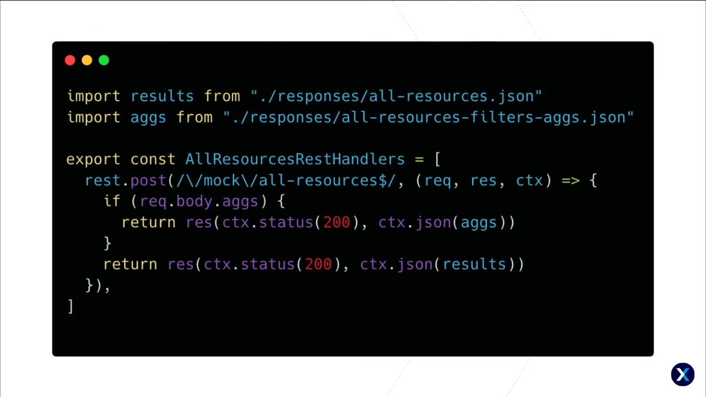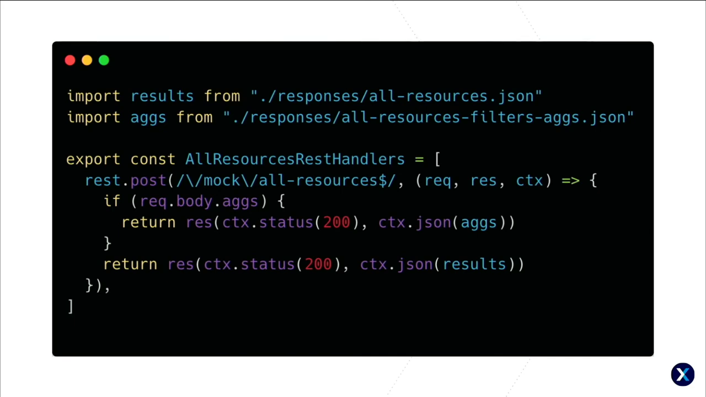Cool, and then the Mock Service Worker. This is where we set up the MSW. In this example, we're intercepting POST requests to /mock/all resources. It is a regex, so it's a little bit hard to read, but that was why we set up that mock index URL previously.